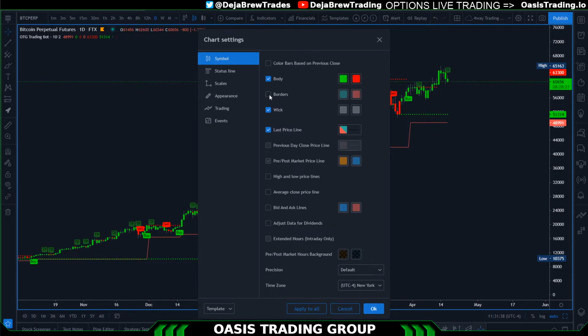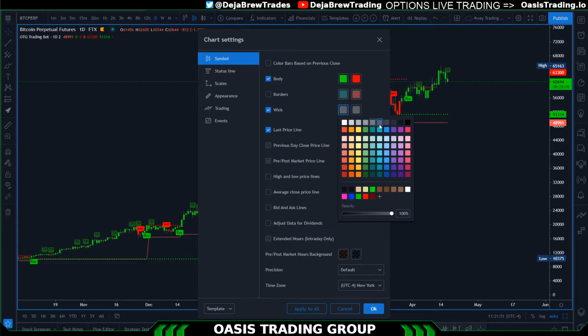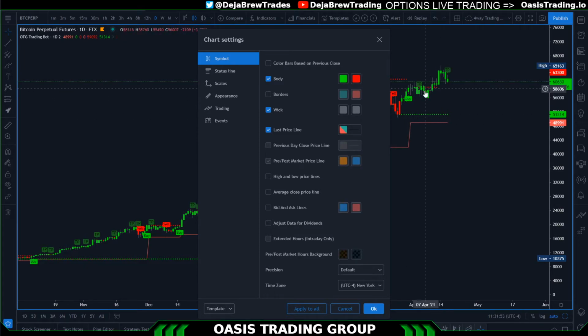The next thing you want to do is turn off your border colors, and then make your wicks, you can really do whatever colors you want, but I found that even if you're on a white chart or a black chart, you can basically use one of the grays that are in the middle, and they look just fine on your chart. But if you want to have wicks based on your candle colors, you can, but I recommend making them the same color and probably a neutral color.